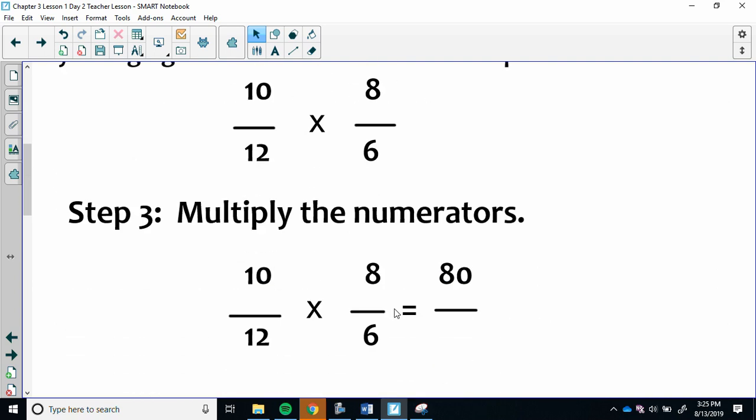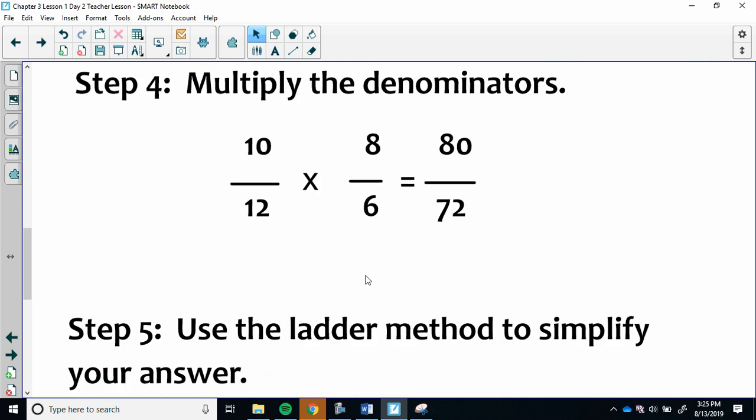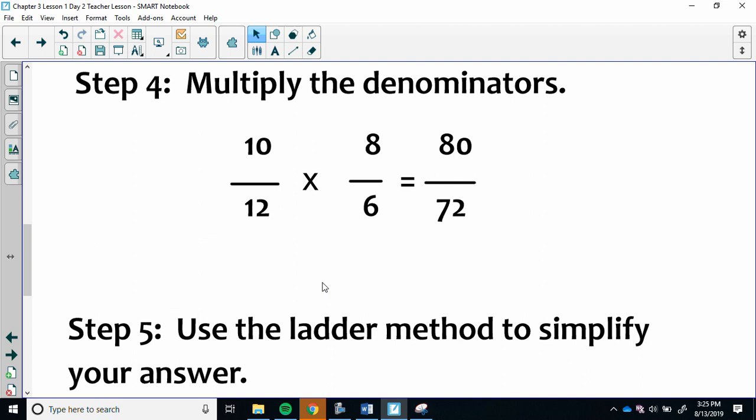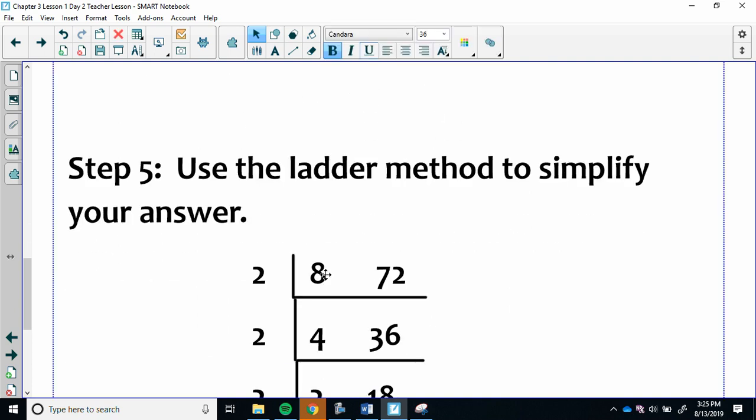Step 3, multiply the numerators. So 10 times 8 is 80. 12 times 6 is 72. Right? Step 5, use the ladder method to simplify your answer. So I write down 80. Should have an 80 there.